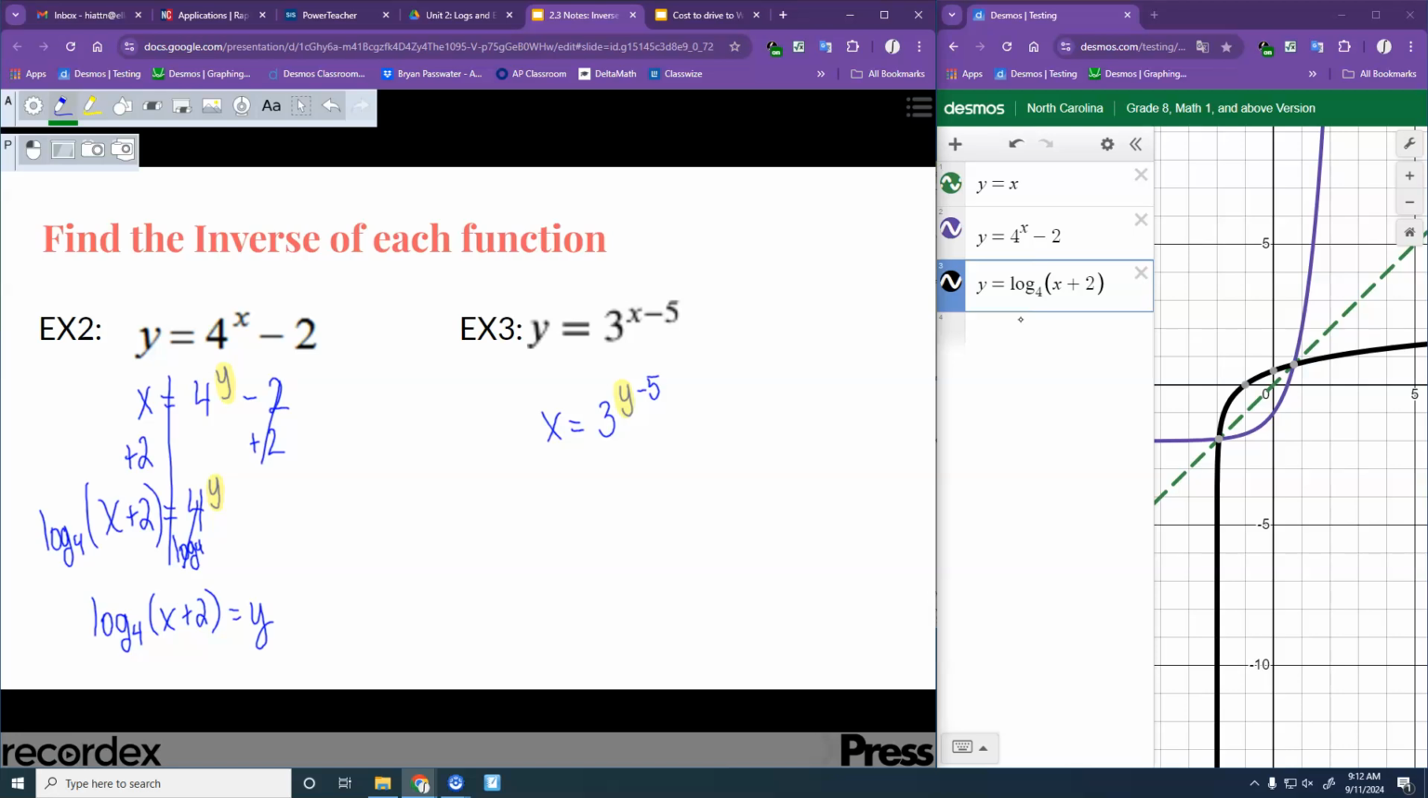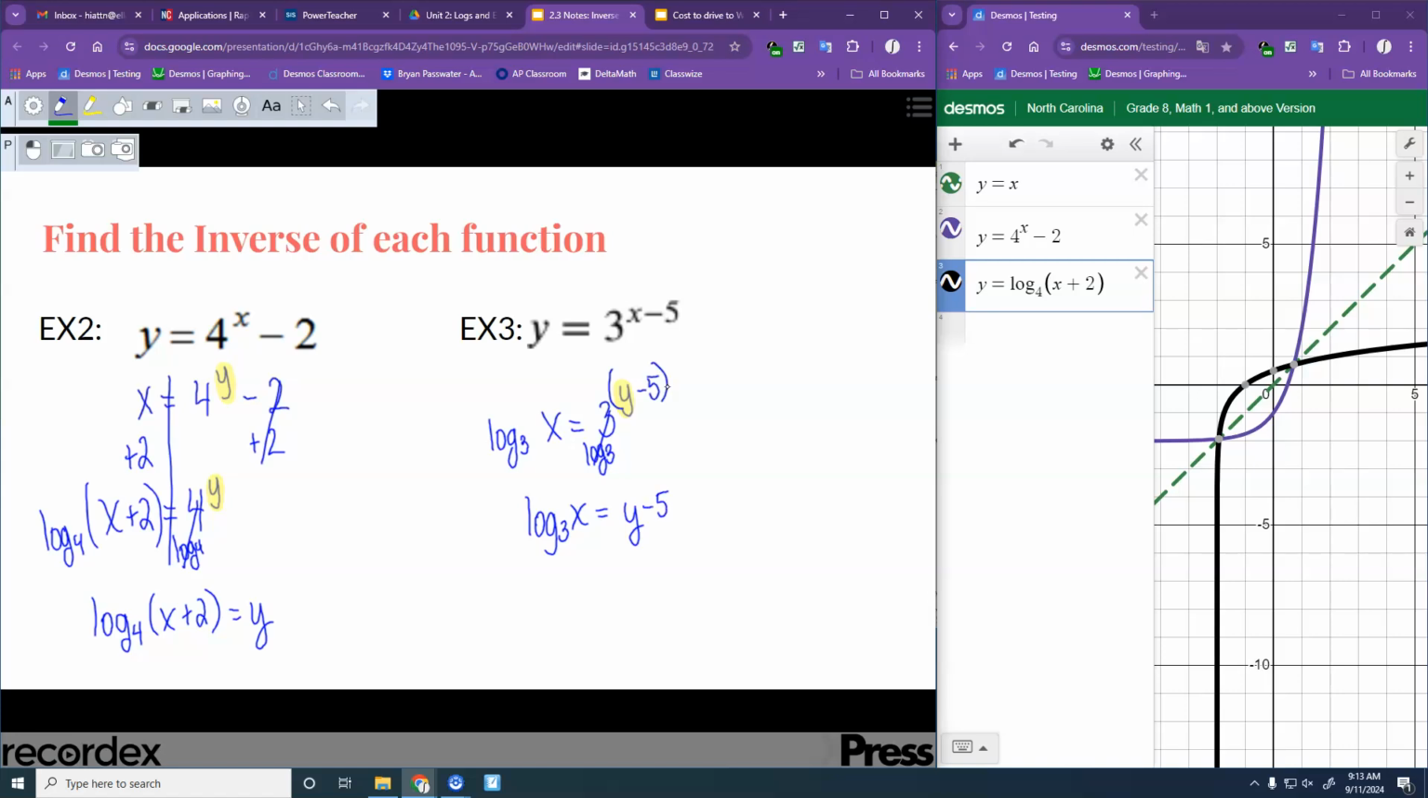Good. We want to log base 3 because we cannot do the plus 5 yet, because it's up in the exponent. See how there's a difference here? This one was just out towards the end. This one's up in the exponent. So we are going to do the log first on this one. So we're going to do log base 3. So we get log base 3 of x equals y minus 5.